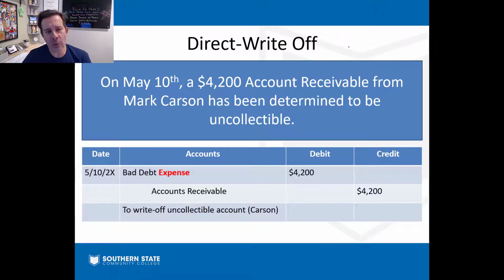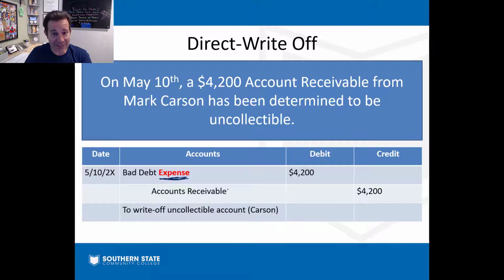On May 10th, a $4,200 account receivable from Mark Carson has been determined to be uncollectible. Now, we don't know what happened to poor Mark. All we know is that Mark is not going to pay. Bad Mark. So now that we're writing it off, we record bad debt expense. Just like always, expenses are debits when we originally make them. We debit bad debt expense $4,200, and then we credit accounts receivable $4,200 because we're writing it off.